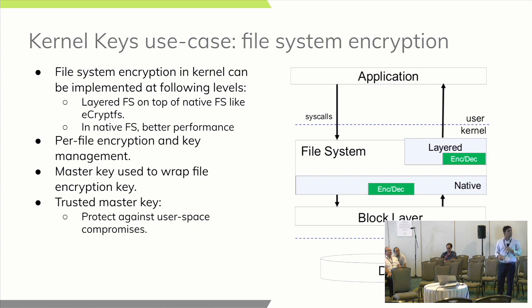Moving forward, coming on to the use cases, the first one would be file system encryption. It could be implemented in two ways. One could be a layered file system encryption on top of your native file system. An example of that would be eCryptfs. The second methodology would be to implement it in the native file system itself, for better performance reasons. It requires a per-file encryption key, and that key is wrapped using a master key. But what about the confidentiality of this master key? We would not like to have this compromised due to unauthorized user space access. So we would like to have a trusted master key that protects against those attacks.